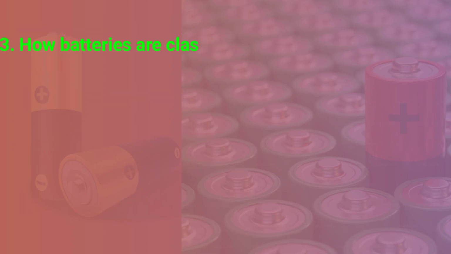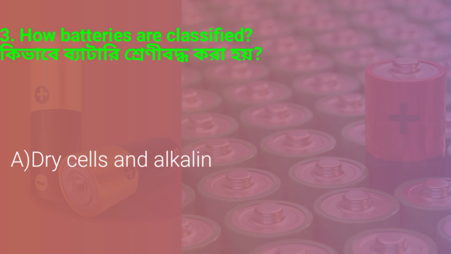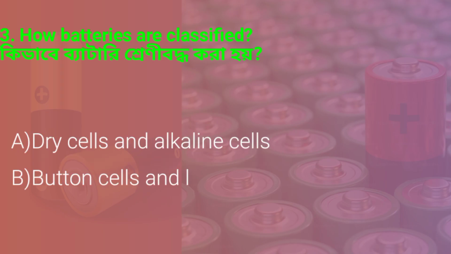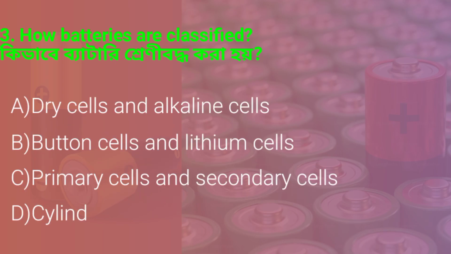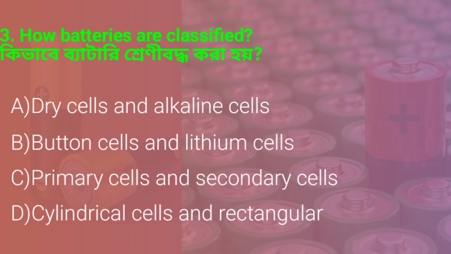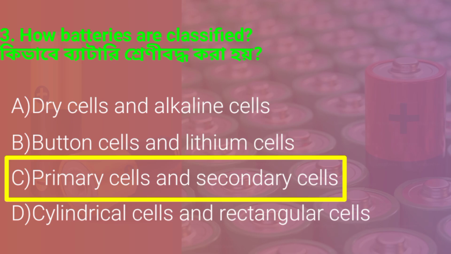Question number 3. How batteries are classified? Option A dry cells and alkaline cells, option B button cells and lithium cells, option C primary cells and secondary cells, option D cylindrical cells and rectangular cells. উত্তর হবে option C primary cells and secondary cell.